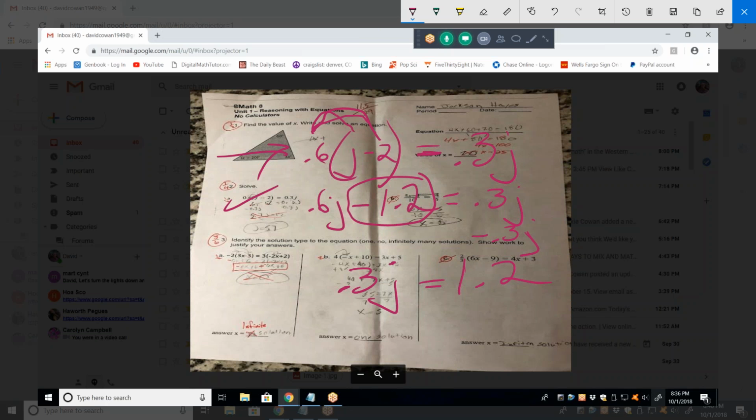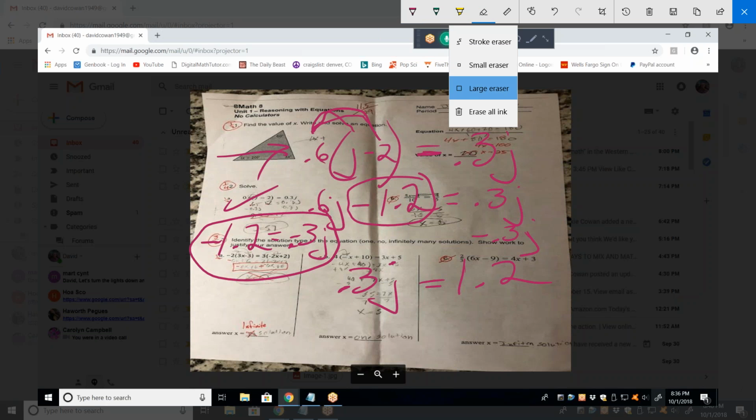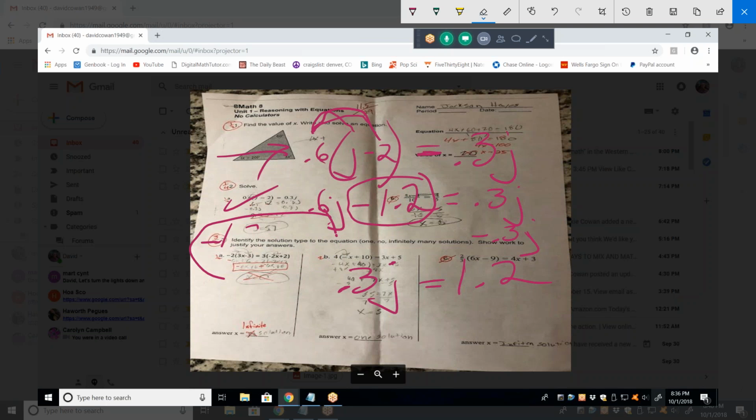And now I've got 2 positive coefficients. Much better than negative. If I would have done it your way, I'm going to get the same answer, but I'm going to have lots of negative signs. What I'm going to have is a negative 1.2 equals a negative 0.3j. All those negative signs screw people up something terrible. So when you are solving an equation and you're trying to figure out which side to put the variable on, put it on the side that gives it a positive coefficient. This is a positive 0.3. It's not a negative 0.3.